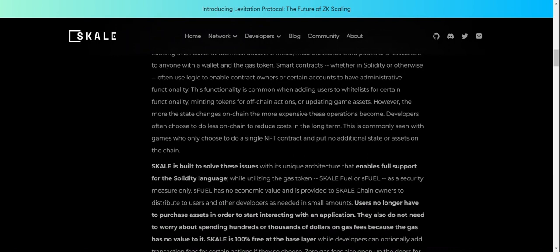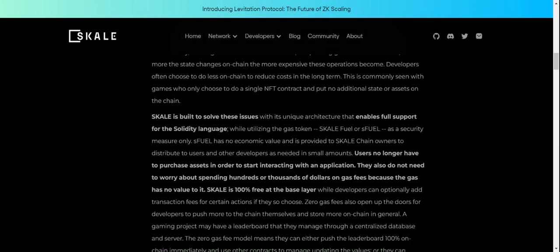The more the state dey change on top the chain, the more expensive dis operations dey get. Developers dey choose to do less on chain stuff to reduce the money wey users dey pay long term. We come dey see dis one, e dey common with games wey be say dem only choose to do a single NFT contract and dem no dey add any additional state or access on top chain.